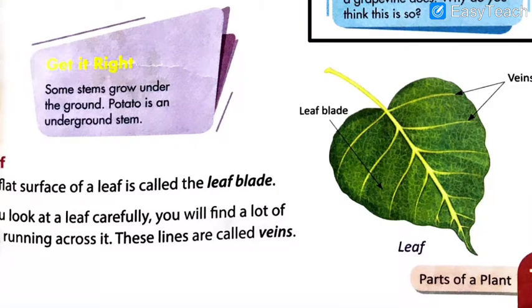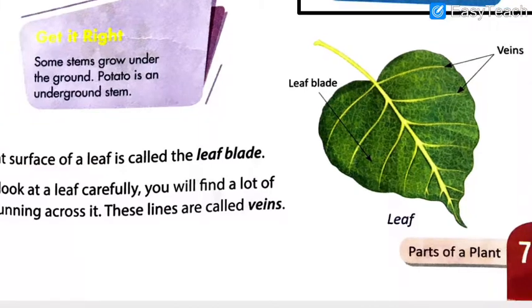Some of you might be having the question in your mind that, sir, potato grows under the ground. How can you call it a stem? Because again, stem is the part of shoot. But here it is written that the fact is some stems grow under the ground only, and potato is the best example given here. Now my dear students, coming on to the topic leaf.